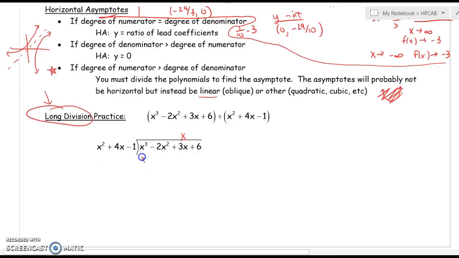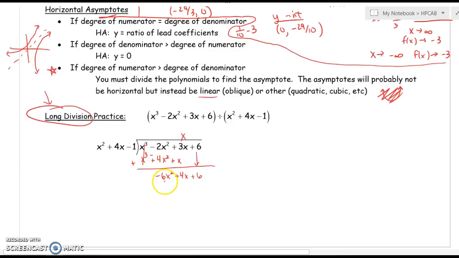X times x squared is x cubed. X times 4x is 4x squared. X times negative 1 is negative x. Now the biggest difference between this and synthetic division is we're subtracting. So when you subtract, x cubed minus x cubed is gone. Negative 2x squared minus 4x squared. If you want to think of this as add the opposite, that might even be easier. Negative 2x squared and negative 4x squared is negative 6x squared. 3x and 1x is 4x. Once you do that, then you bring down the next term, which is 6, and then we start again.